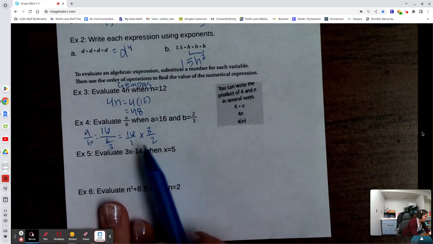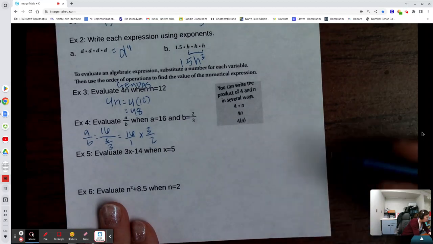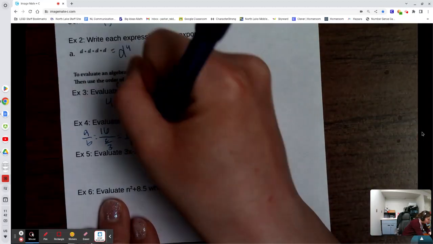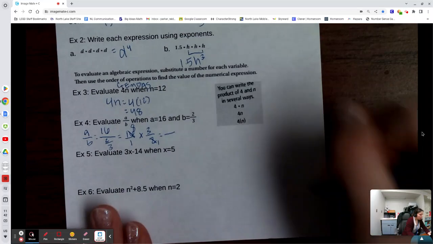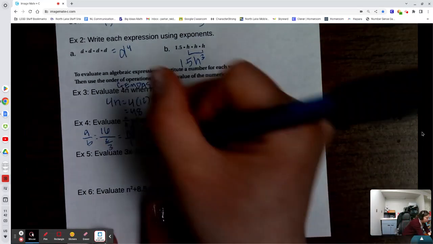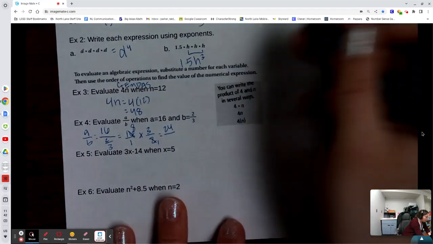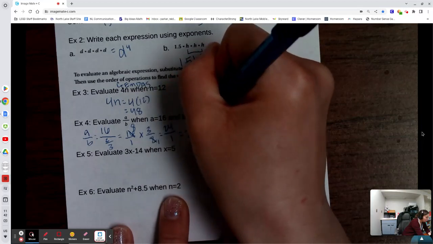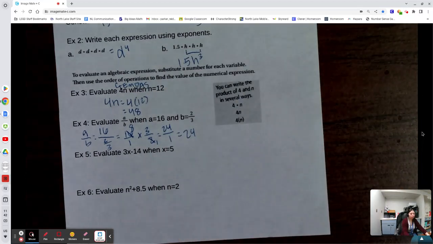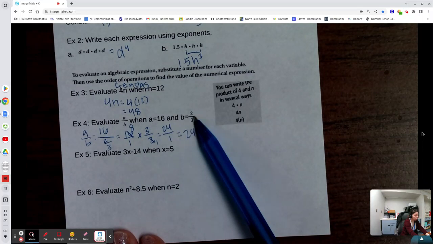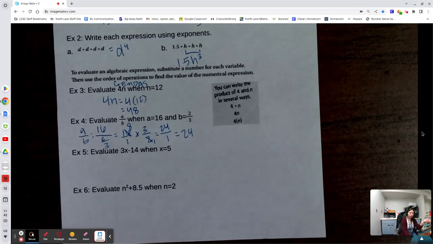I could cross-cancel the 16 and the 2 by dividing both by 2. 16 divided by 2 is 8. 2 divided by 2 is 1. If I multiply the numerators, 8 times 3, I get 24. And the denominators, 1 times 1 is 1. 24 over 1 is 24. So the value of this expression, when a is 16 and b is 2/3, is 24. So I took variables out, put the values in, and I determined what it would equal.